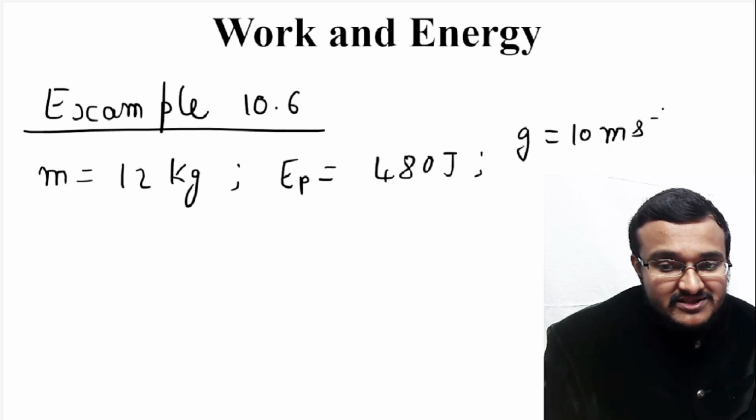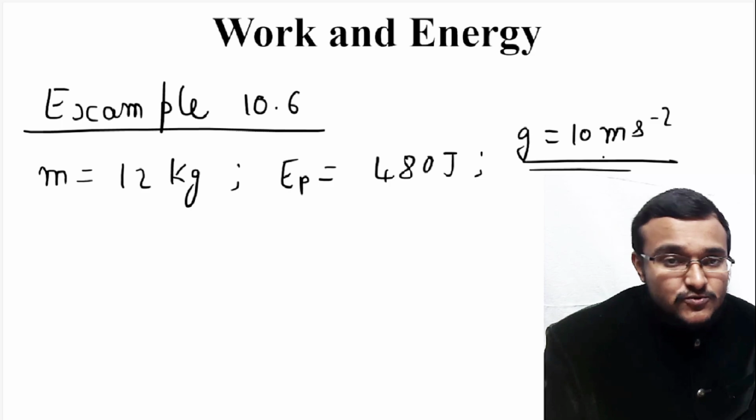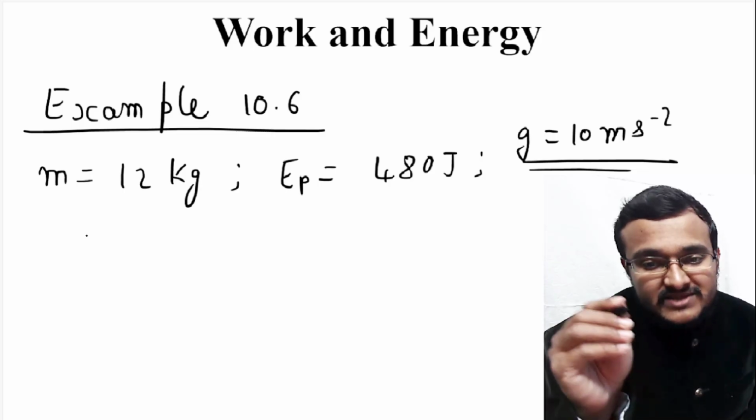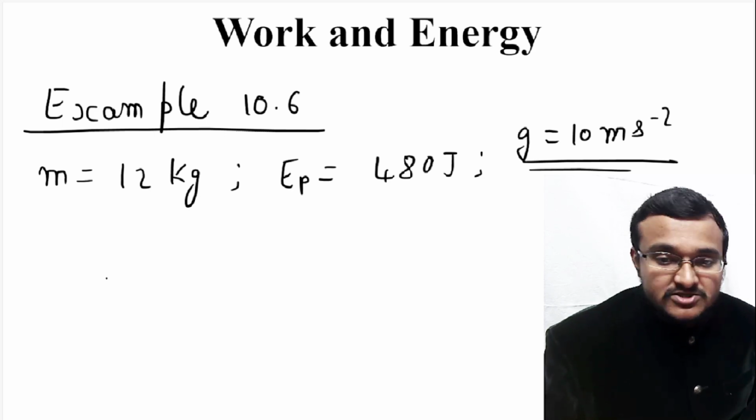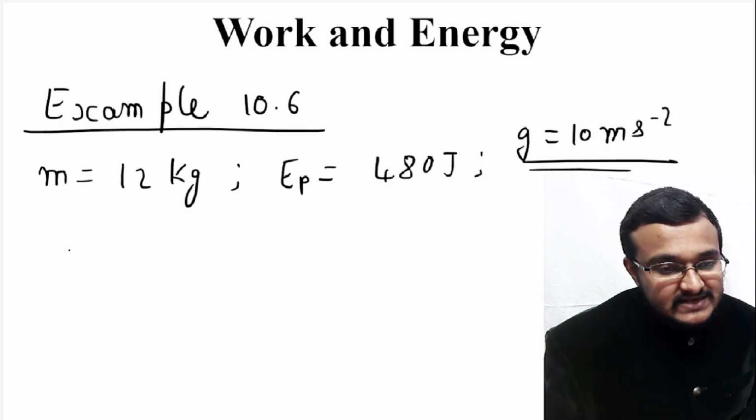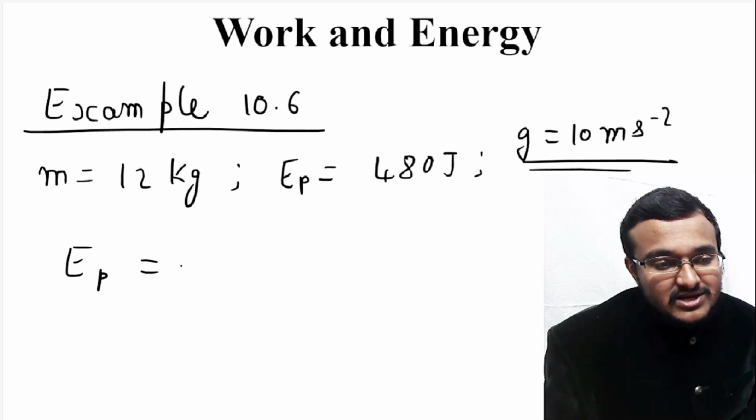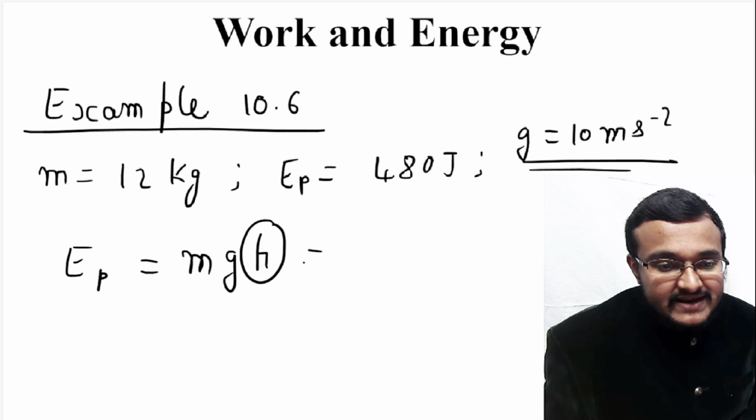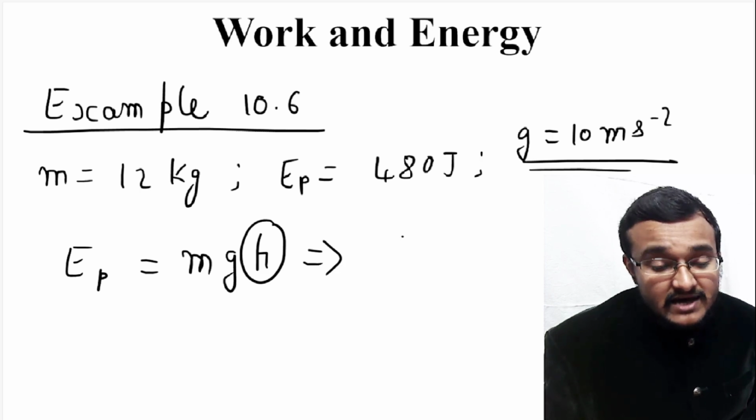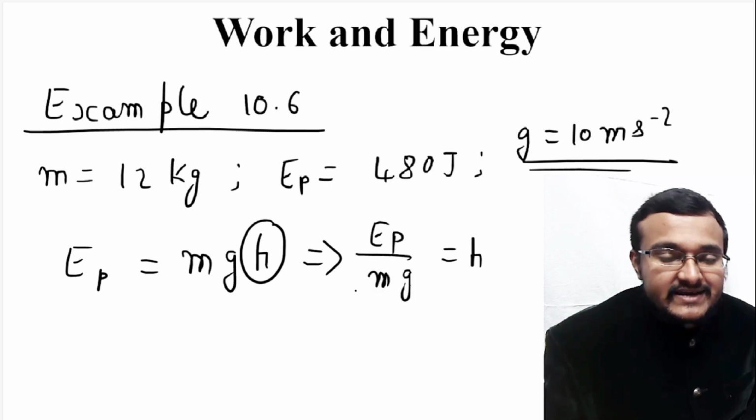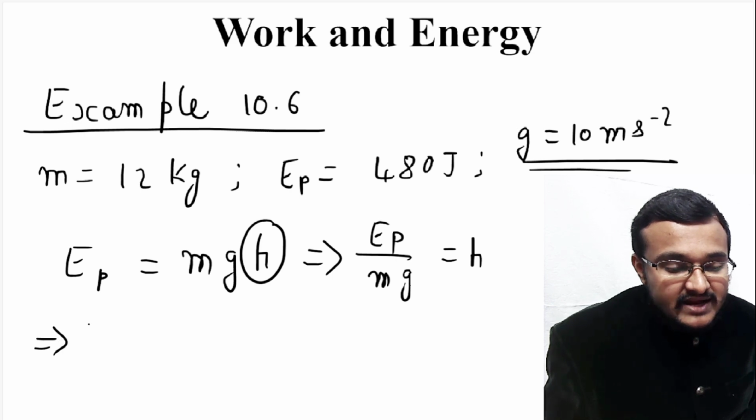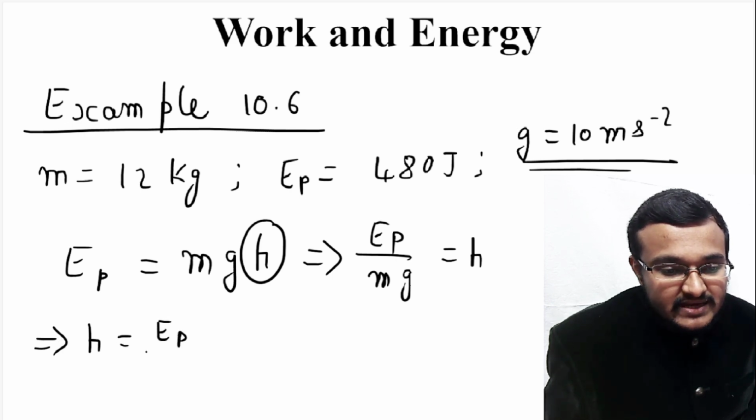Whenever they give an acceleration due to gravity value, that value only you have to take. So in this problem they are specifically mentioning to take acceleration due to gravity as 10. So we can take acceleration due to gravity as 10 meter per second square. The potential energy formula is mass into acceleration due to gravity into height. We don't know the height, so you can keep height on the RHS, bring mg to the LHS, and it will go to the denominator. So EP divided by mg is equal to height h. So here height h is equal to EP by mg.